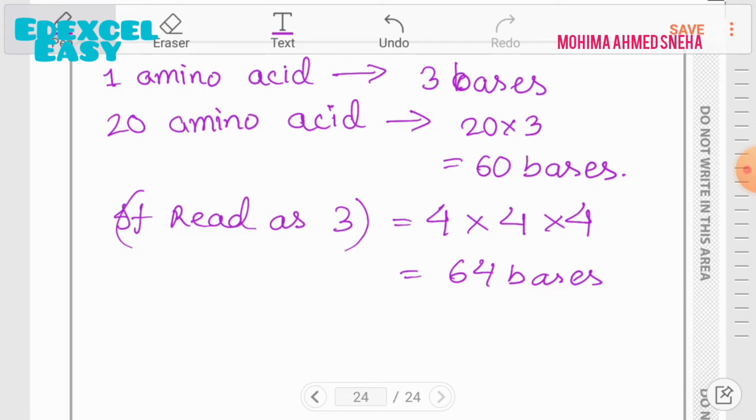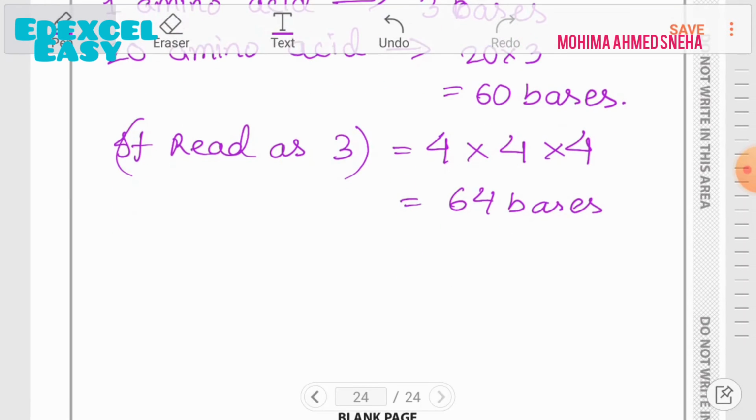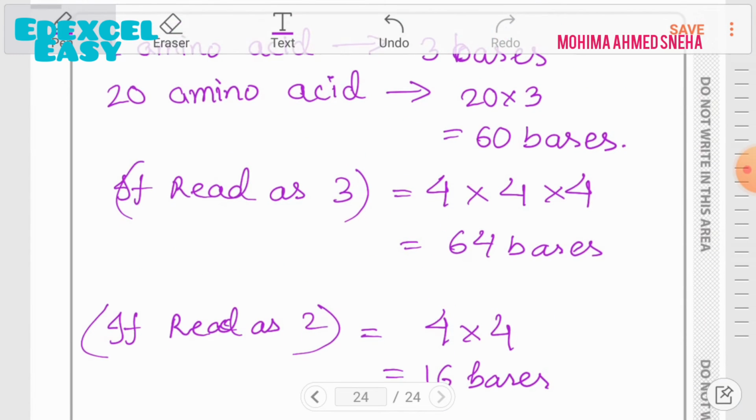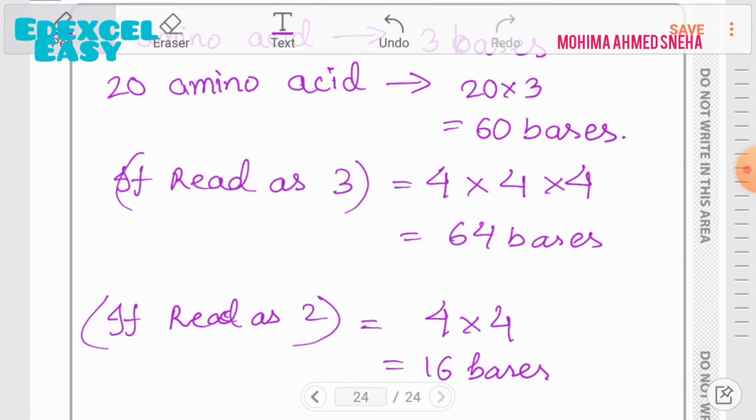Now if read as 2, if there were only 4 and 4 bases, that is if read as 2, it would be 4 into 4, and this will be eventually 16, which is a lot less than the total number required for the 20 different amino acids. So the amino acids cannot have 2 bases, they have to have 3 bases.